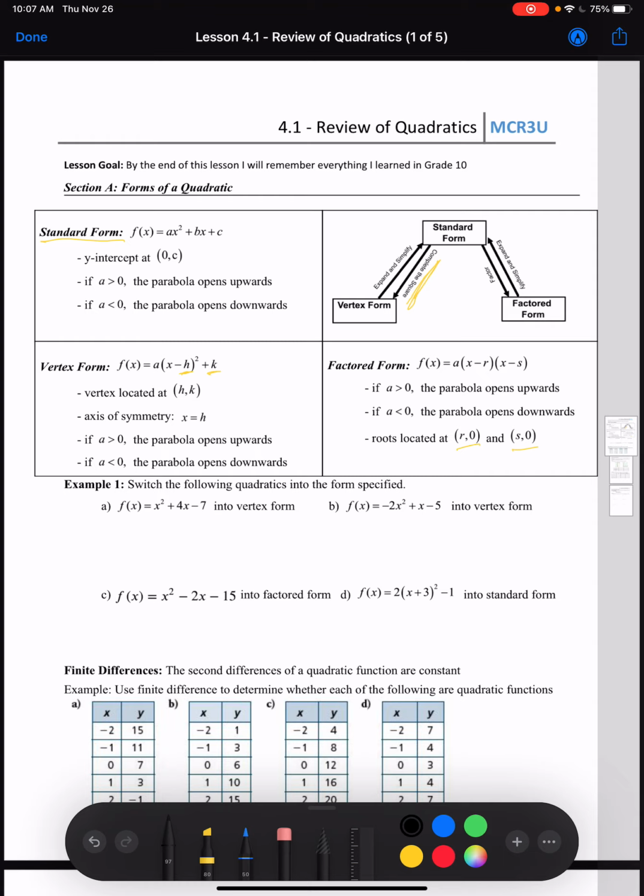Now let's bring it into vertex form. So what we need to do is complete the square. So I'll just write that off to the side. So we're completing the square. So what do we need to do for this? So to complete the square, what we need to do is, first of all, what we're looking to do is we want to make a perfect square trinomial.